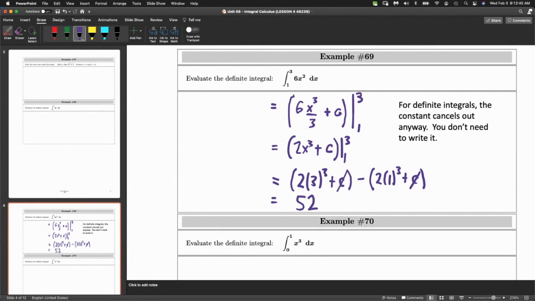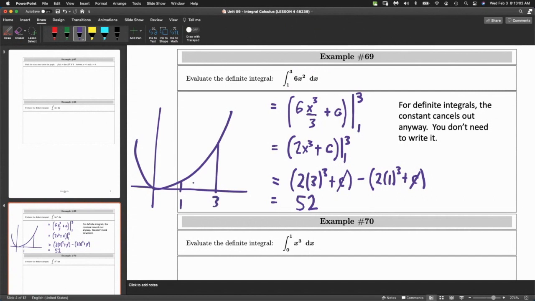So what does this mean physically? This here we can interpret as an area. Don't worry, you don't have to graph anything in this class today. That's a parabola. It's y equals 6x squared. And what you just did was, from 1 to 3, you just found this area. We computed the area from 1 to 3.